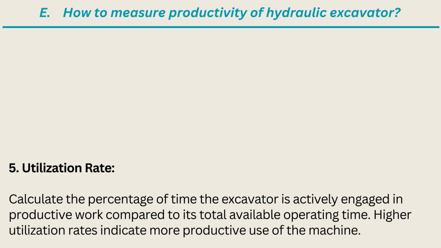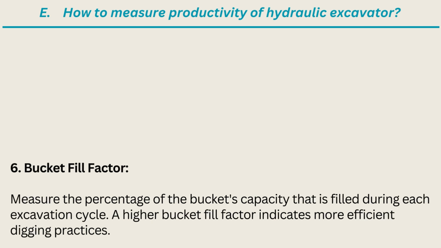5. Utilization rate. Calculate the percentage of time the excavator is actively engaged in productive work compared to its total available operating time. Higher utilization rates indicate more productive use of the machine. 6. Bucket fill factor. Measure the percentage of the bucket's capacity that is filled during each excavation cycle. A higher bucket fill factor indicates more efficient digging practices.